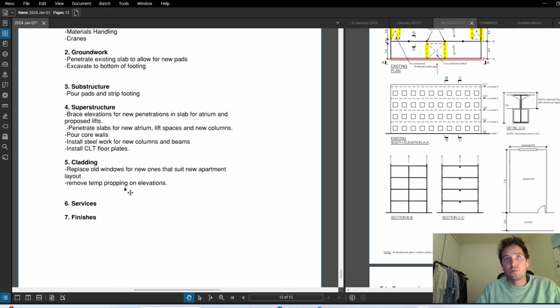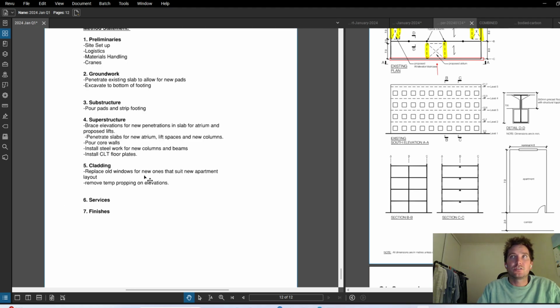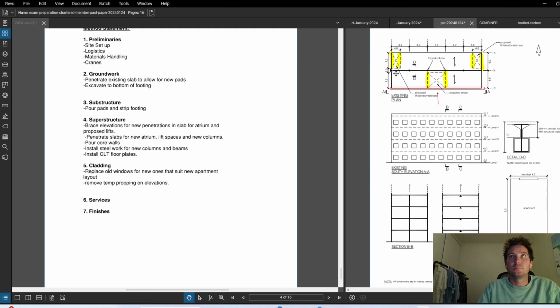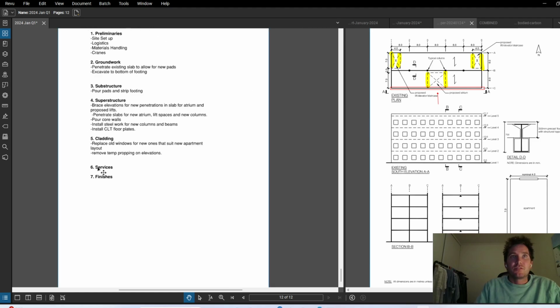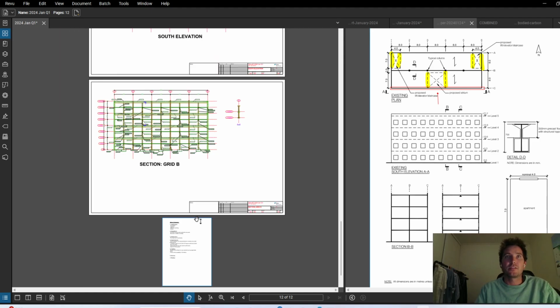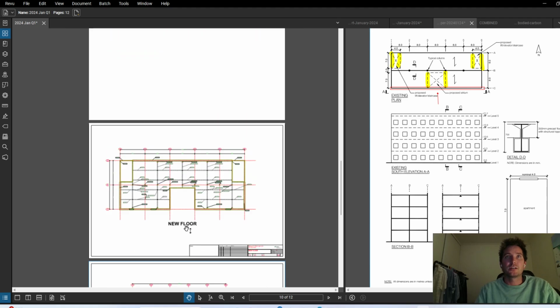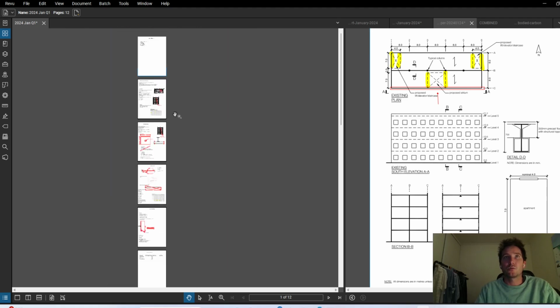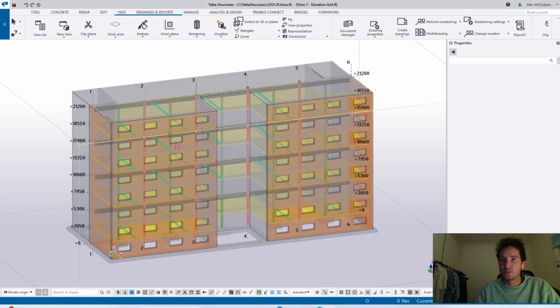Then finally, remove your temp propping on your elevations now that your shear walls are in. Then finish it up with services and finishes. So that is section 2. I've got my method statement, I've got my drawings, and I've got my calcs for my critical elements.